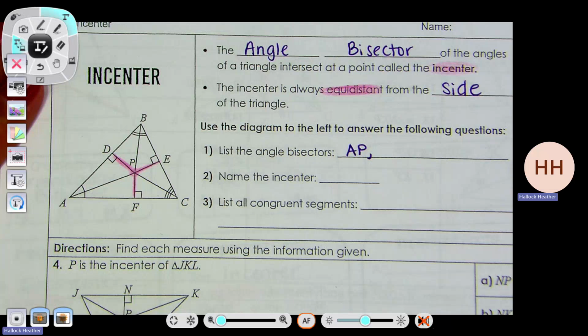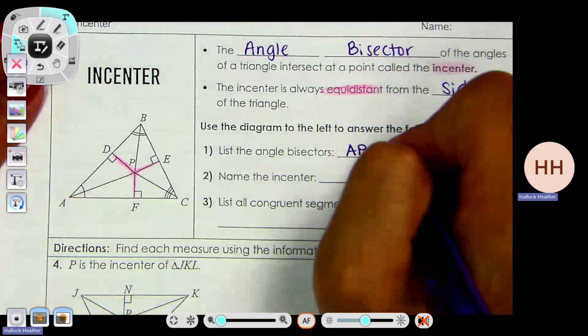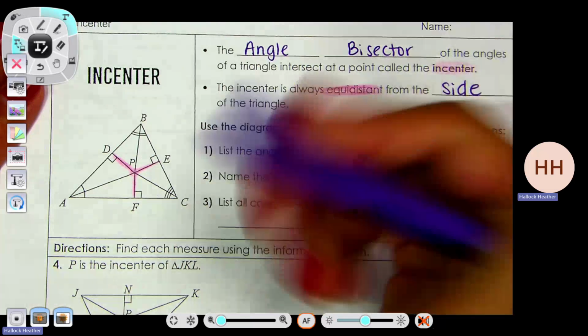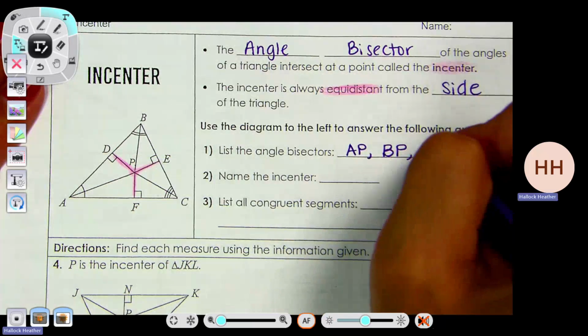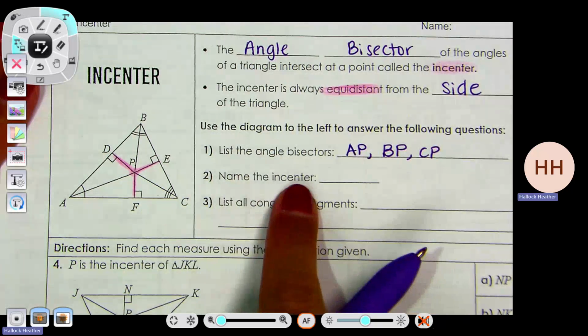I think somebody just mumbled it. What did you say? BP. BP starts at a vertex and goes straight to the center. What's the last one? CP. The incenter is where?